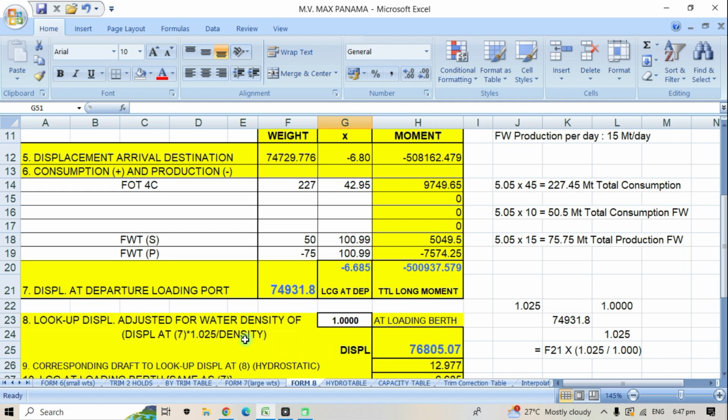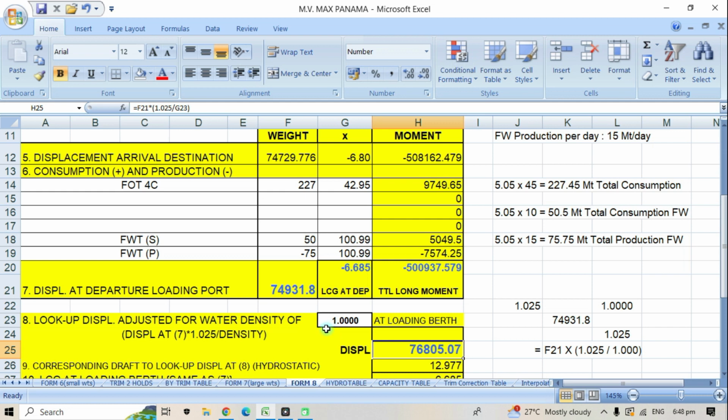And this is the formula. So this is the displacement here. This will be the constant of density. How do you get this one? This is the formula. So when you arrive in a loading berth, when you have a density 1.0, what will be your density here? So the formula is F21, which is this one, 7749, times the constant of 1.025 over G23. This will be your density at berth, okay?